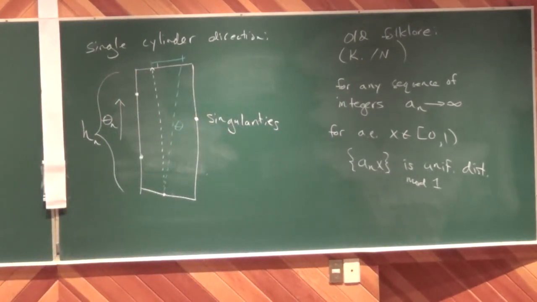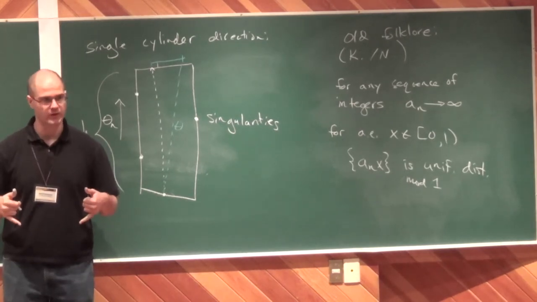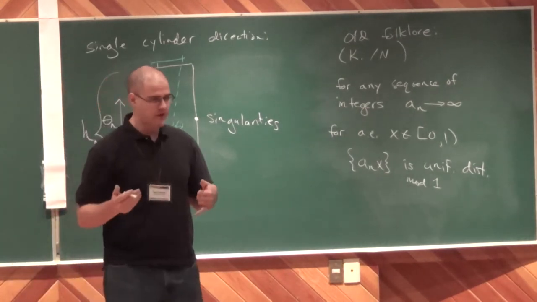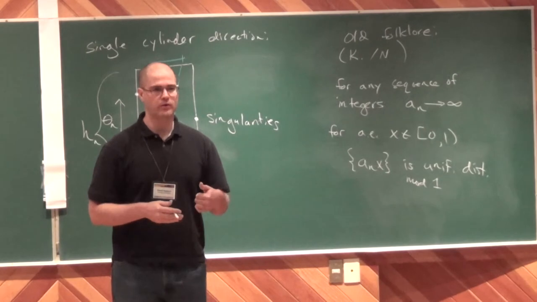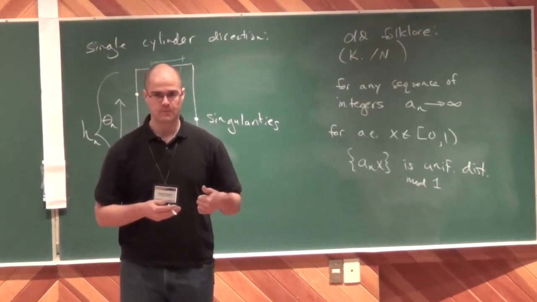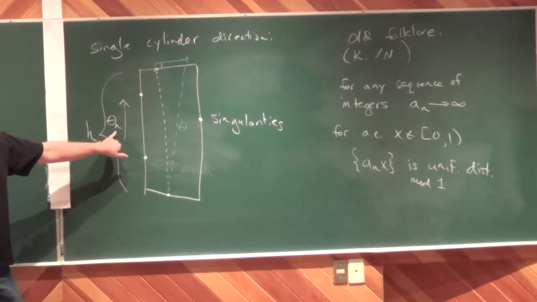So think now about the fact that we have a square tiled surface, so the individual squares are like unit tori. And what we do now is we put our random cuts on, and I can project the x-coordinate of the, say, starting location of that cut. Now I have a sequence of single cylinder directions converging to theta.